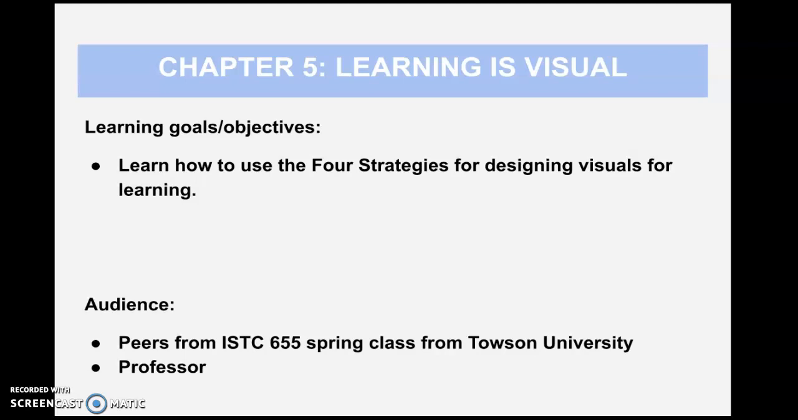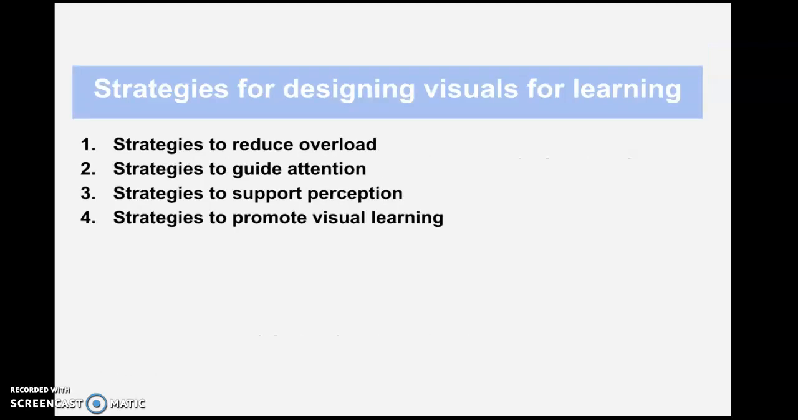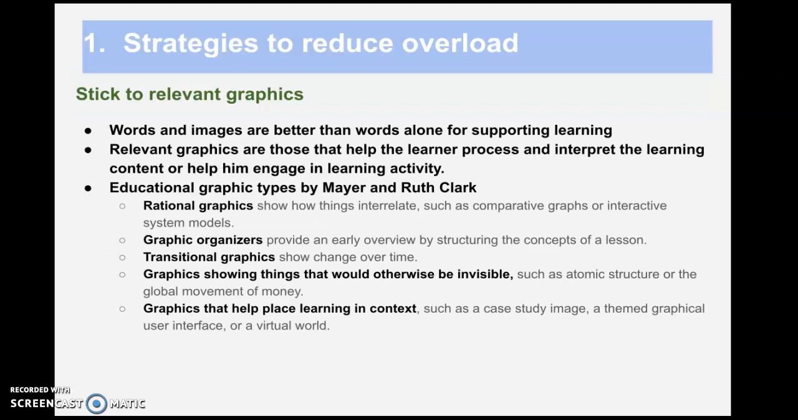For a peer learning presentation, I have to present Chapter 5, Learning is Visual. So the learning goal and objective for this lesson is to learn how to use the 4 strategies for designing visuals for learning. So let's get started. Strategies for designing visuals has 4 strategies. Strategies to reduce overload, strategies to guide attention, strategies to support perception, and strategies to promote visual learning.